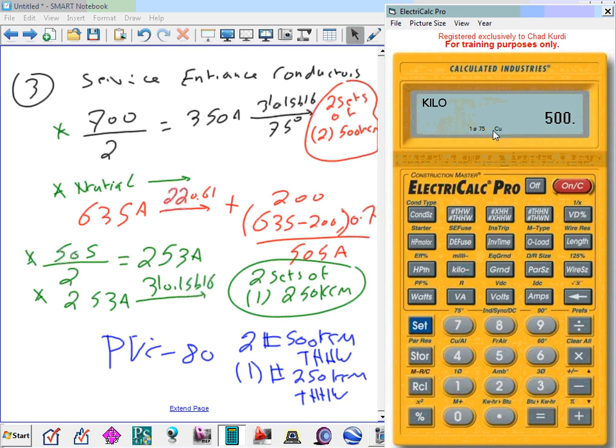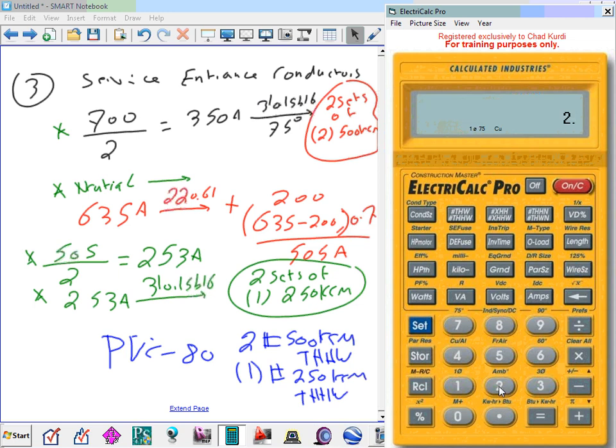Make sure everybody's copper, single phase, 750 here. So 500K, and after you put 500 and hit K, hit the wire size. Now it will tell you 500 copper, right? Cool, up to this step. All right, now, how many of them do I have? I have 2 of them.